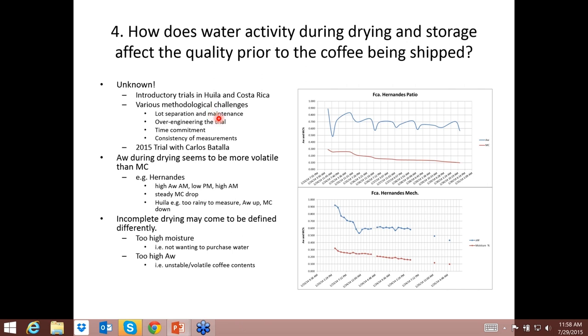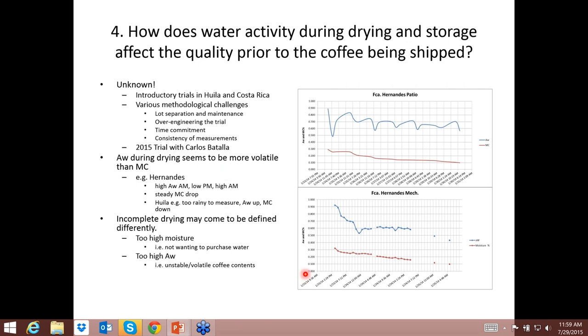There was a stretch where we couldn't get some moisture measurements on some coffees in Colombia due to rain, and the moisture plateaued, water activity shot way up. So it's much more volatile. I'm a little bit unsure exactly what that means, except that it does seem to be the pattern no matter how you're drying coffee. Now, one of the things that may come out of this is incomplete drying. Sometimes people have talked about that in the cupping room: oh, this wasn't dried properly, this wasn't dried enough.